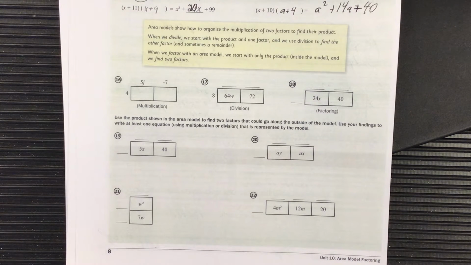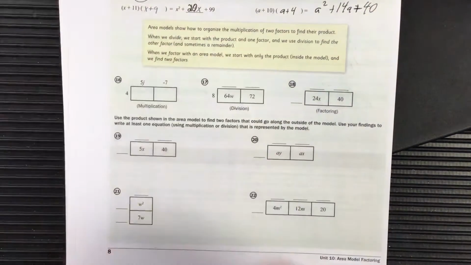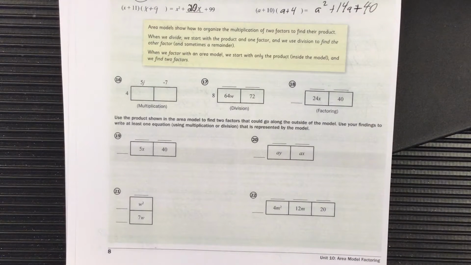All right, the middle of the page here, Landon, says area models show how to organize multiplication of two factors to find their product. Again, you can always use these boxes if you find them helpful. When we divide, we start with the product and one factor. That means starting with the middle and either the top or left side. When we factor an area model, we start with only the product inside the model and find the two factors.